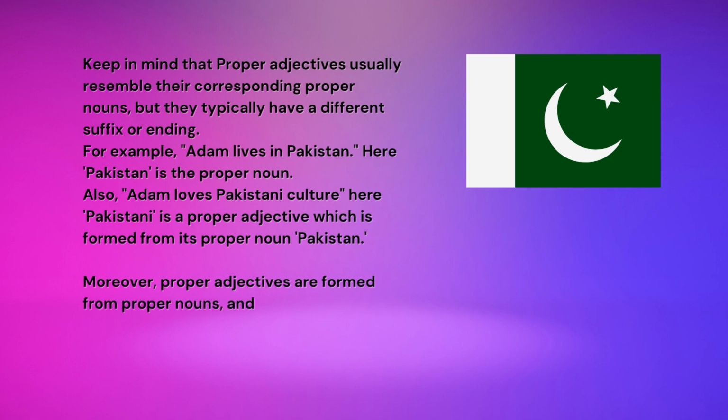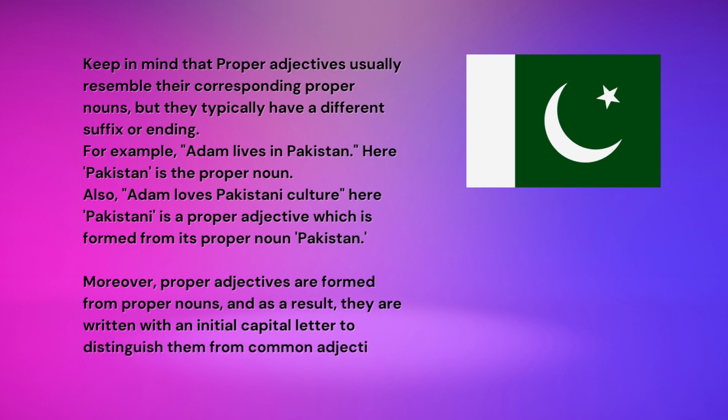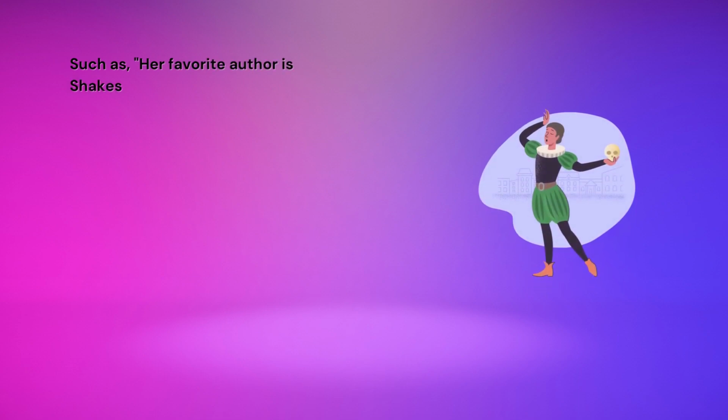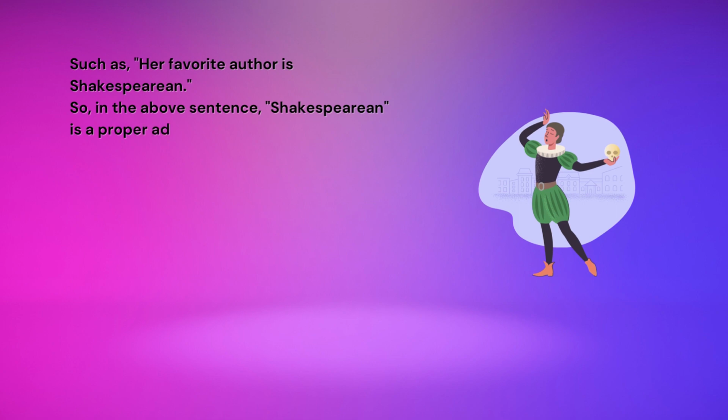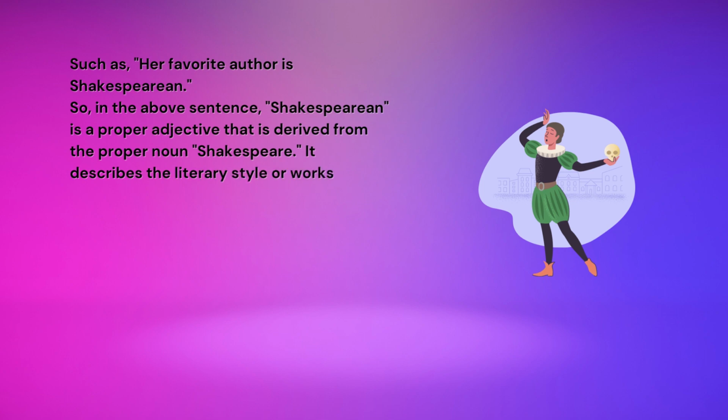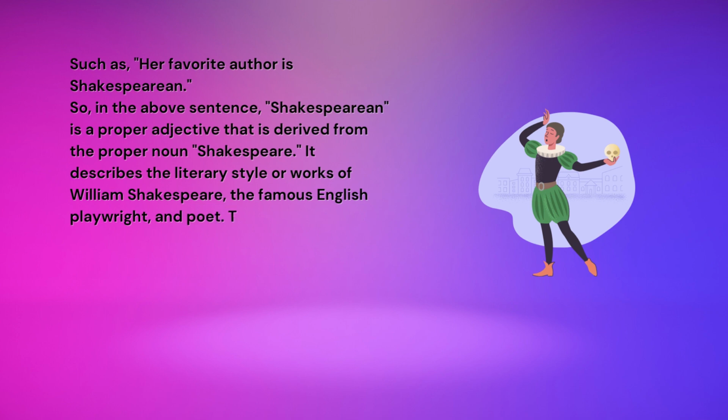Moreover, proper adjectives are formed from proper nouns, and as a result, they are written with an initial capital letter to distinguish them from common adjectives. Such as, her favorite author is Shakespearean. So, in the above sentence, Shakespearean is a proper adjective that is derived from the proper noun Shakespeare. It describes the literary style or works of William Shakespeare, the famous English playwright and poet. The word is capitalized because it is a proper adjective.